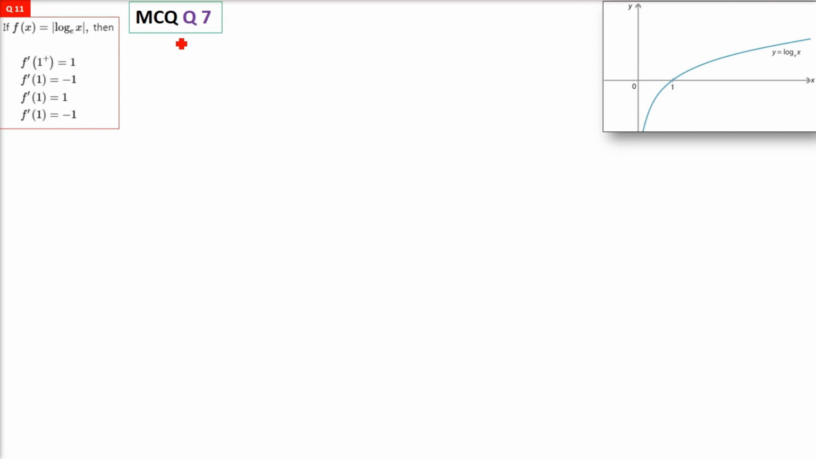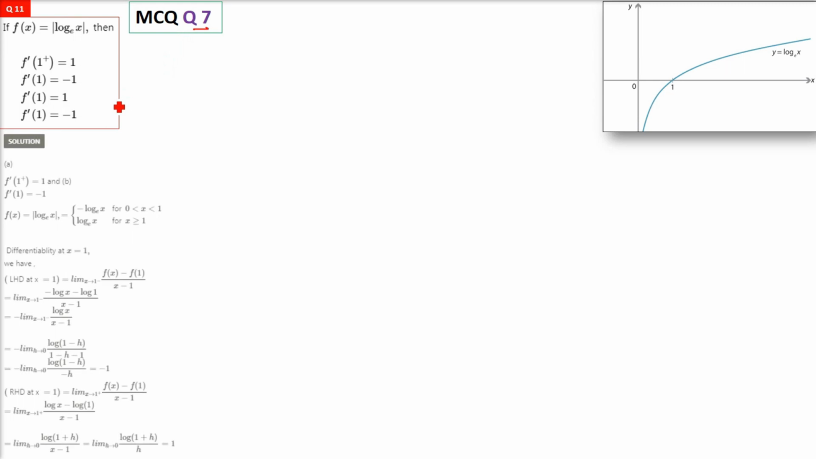Now, if you go to multiple choice question number 7, we have already discussed this question. If you have watched that MCQ, you can just skip and go ahead. And those who want to learn in detail can refer to the multiple choice questions of the chapter differentiability, question number 7. But I'll give you a hint here, just an idea.